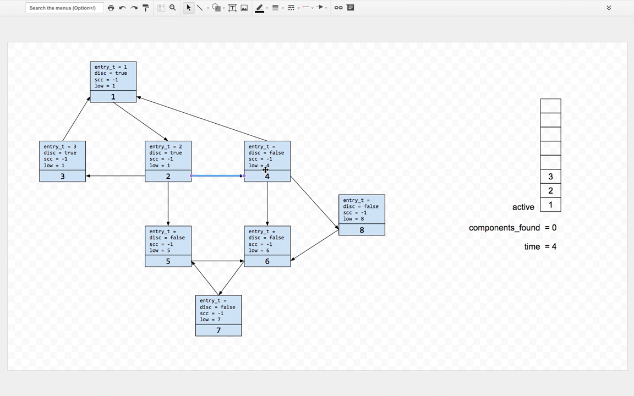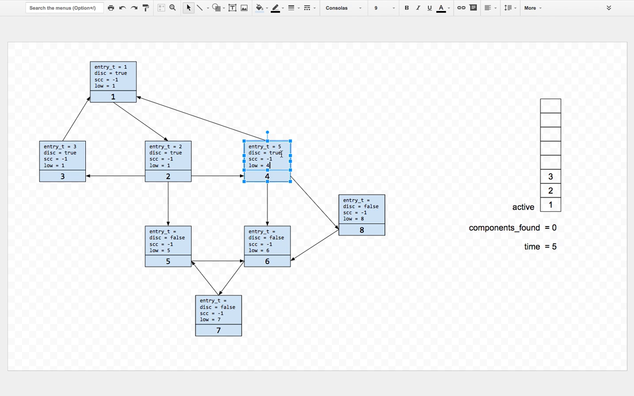Therefore, 2, 4 is a tree edge, and process tree edge does nothing. We continue to discover vertex 4, mark discovered as true, increment the time to 5, and the entry time for vertex 4 is now 5. Notice this is the first vertex where the entry time is different than the label we've put on the vertex. That will happen in a couple of other cases as well.